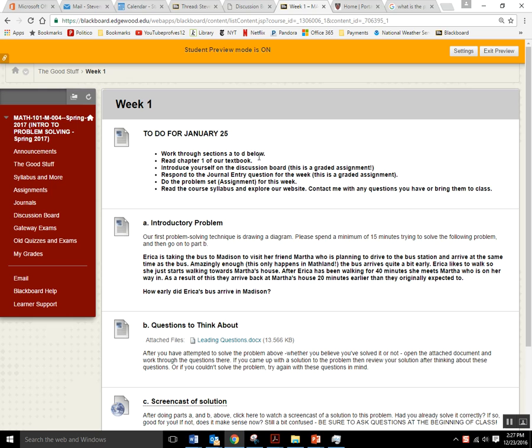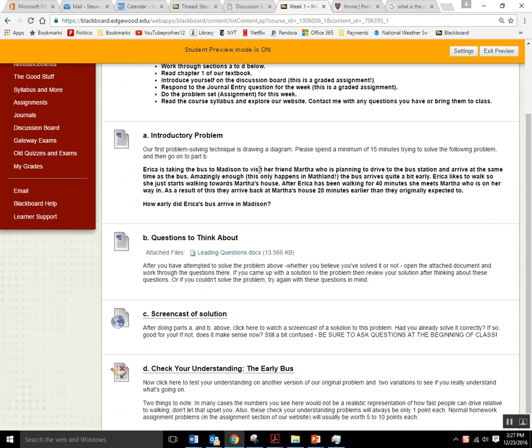So work through sections A to D below. Let's look at those briefly. A is an introductory problem, and I'm asking you to work on this problem for at least 15 minutes completely on your own. Just see what you can do with it cold. You can spend more time on it than that, but do spend at least 15 minutes.